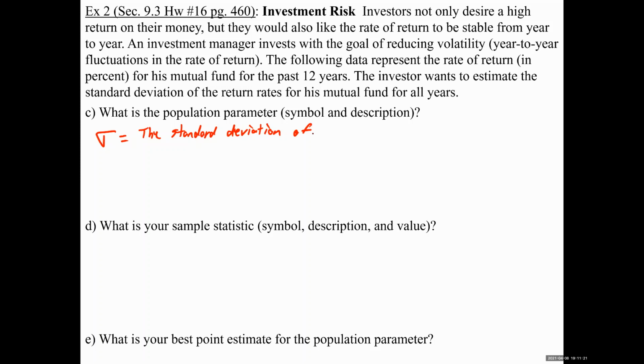And then remember, standard deviations can only be calculated from a group of numbers. You got to mention what group of numbers we're finding the standard deviation of. It's the standard deviation of the return rates of this mutual fund. But which ones? All of them. Standard deviation of the return rates of this mutual fund for all years this mutual fund existed.